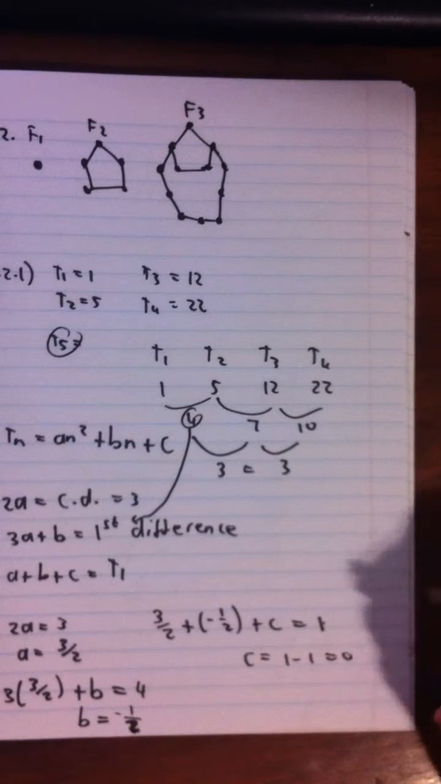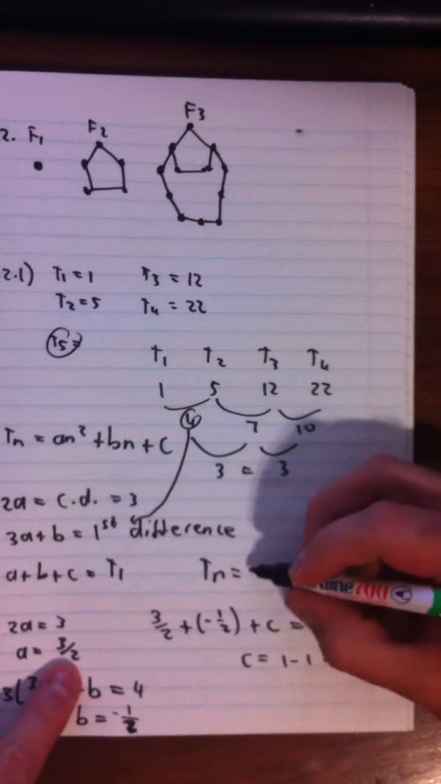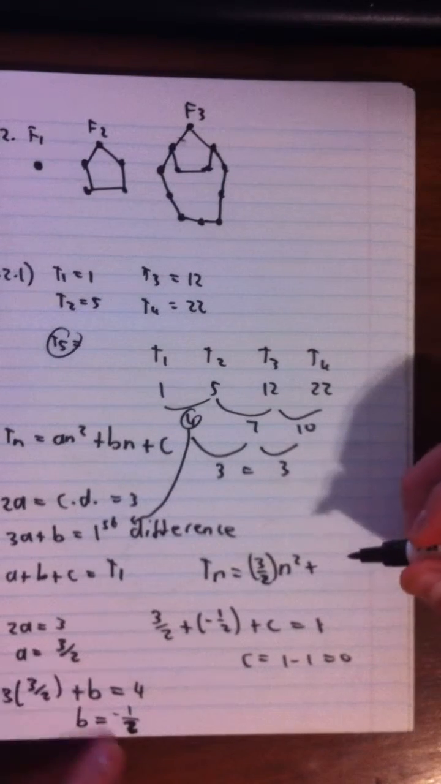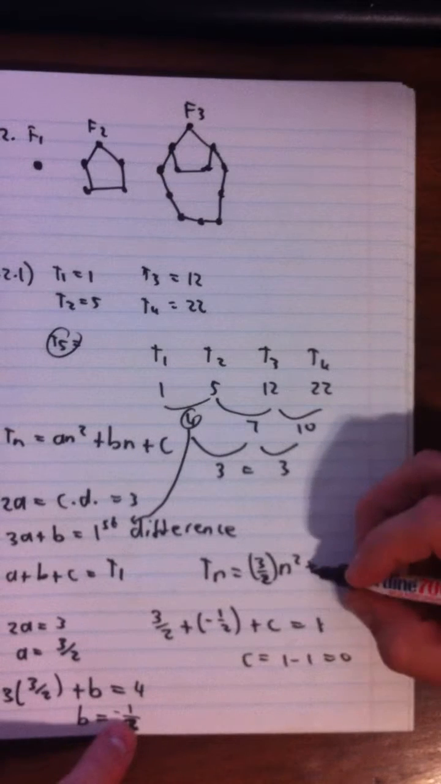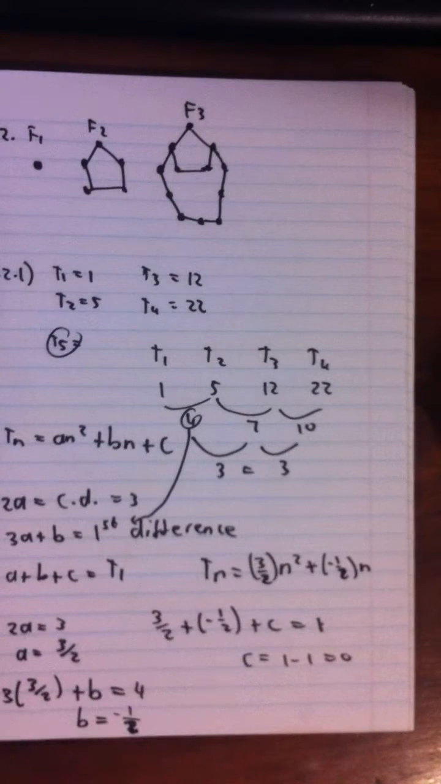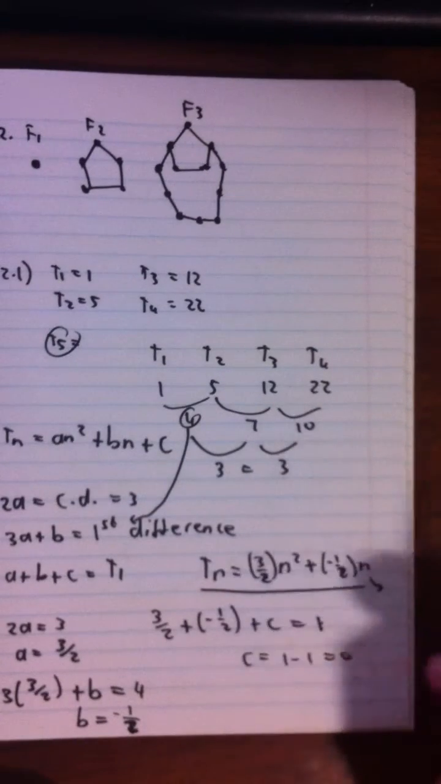So c is 0. Now in terms of this, we've got Tn equals an squared plus bn, which is negative a half n, plus c, which is 0, so we can just leave that out. And there's your general equation. Now we want to put 5 into that equation. Find term 5. Okay, so we have our basic equation now. Tn equals 3 over 2 n squared minus a half n.